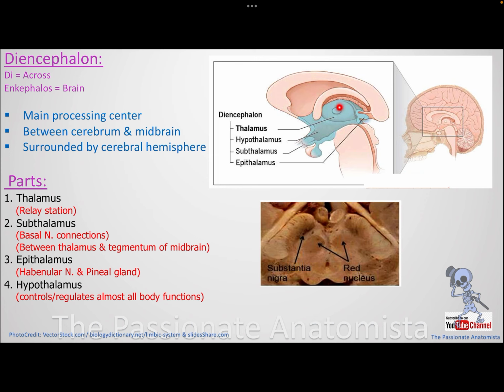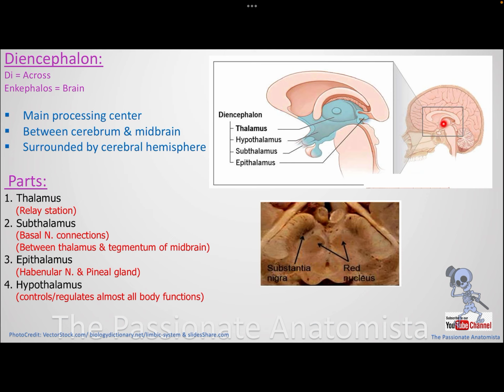around it. So it lies across the brain and it's surrounded by the cerebral hemisphere. So in order for me to see the diencephalon here that lies across the brain, this is the meaning of the word, I need to remove the cerebral hemisphere to see it.